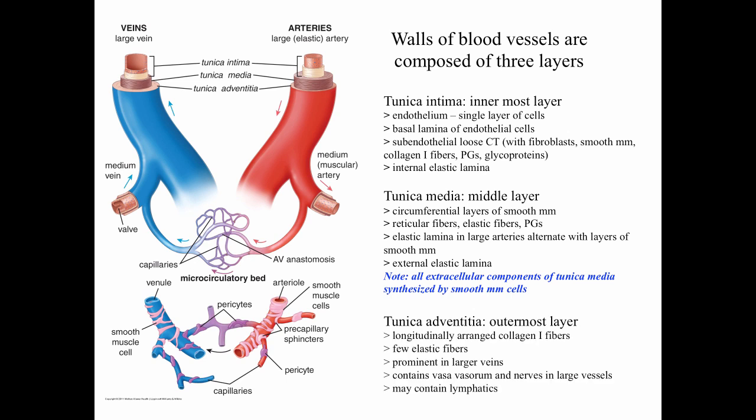And then the tunica adventitia is the outermost layer of the blood vessels, shown like this in the artery or in the vein. These are longitudinally arranged collagen 1 fibers. There are few elastic fibers. The tunica adventitia is very prominent in the larger veins. The tunica adventitia may contain a vasa vasorum and nerves in large blood vessels, be they arteries or veins, and the tunica adventitia may contain lymphatics.